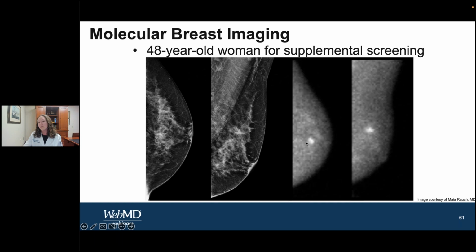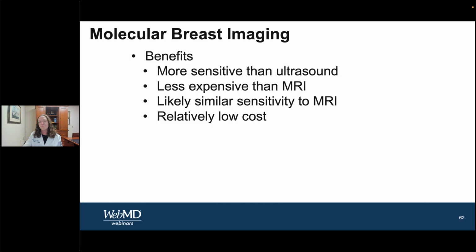And what I hope you can see is there's a white dot kind of in the center of the breast on each of these images. And that turned out to be an invasive cancer that this patient had that was not visible on her mammogram. So you can see that, again, dense breast tissue does not limit interpretation of molecular breast imaging.